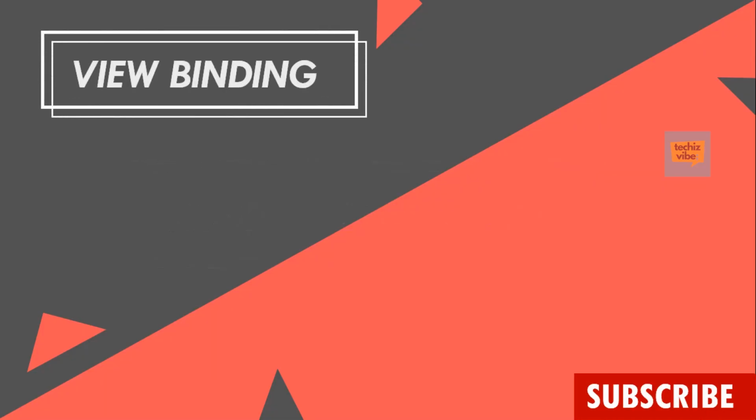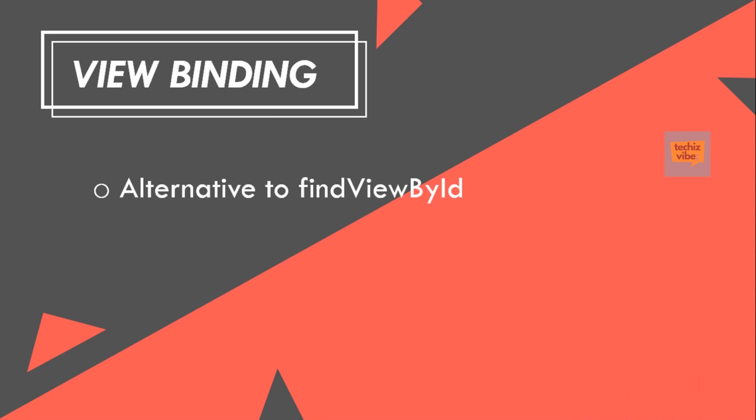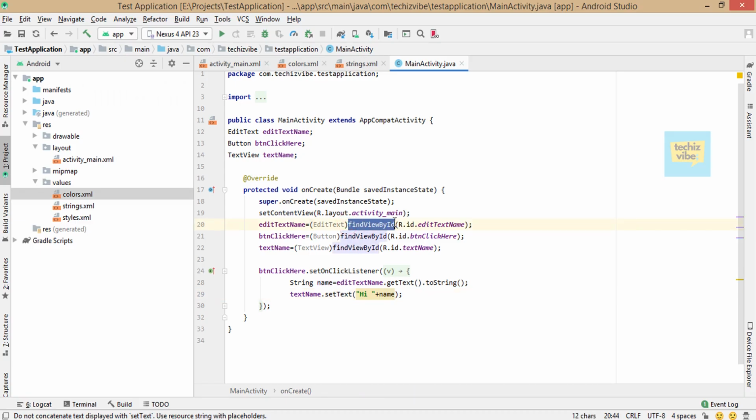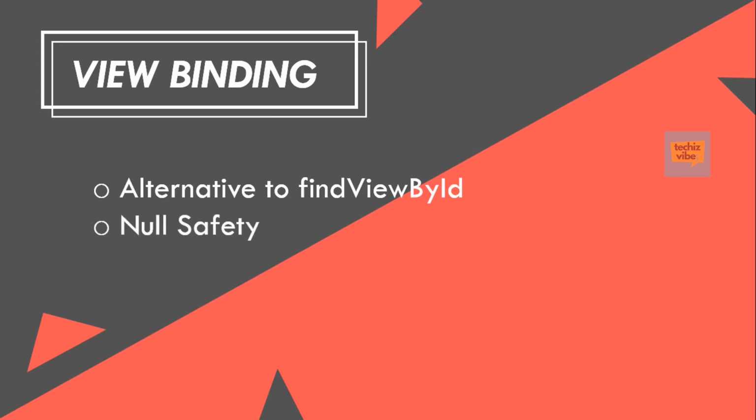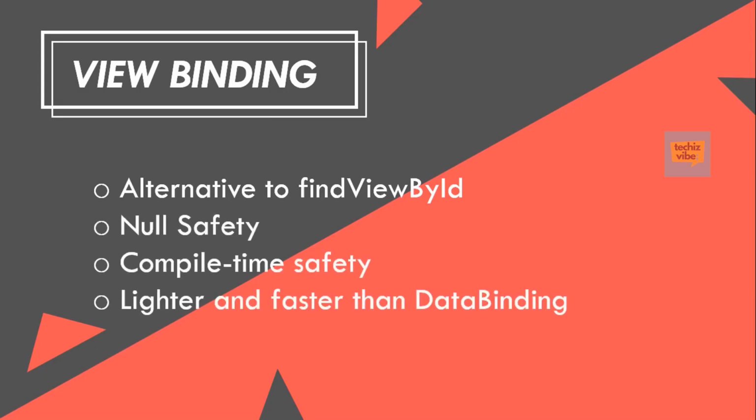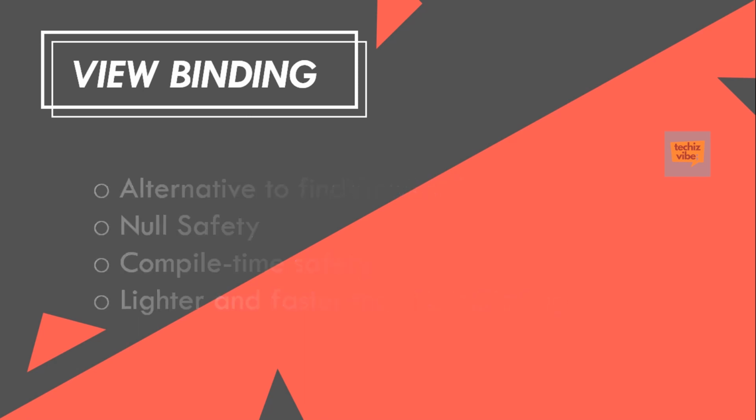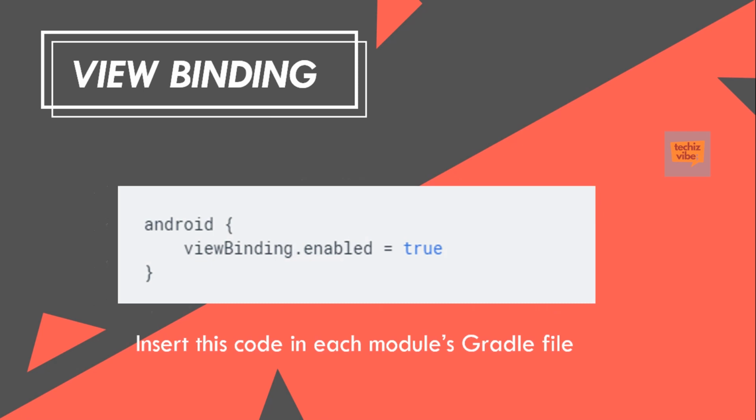View Binding. If you need to replace Find View by ID, you can use View Binding, which is lighter and faster than data binding. View Binding allows developers to write code more easily that interacts with views by generating a binding class for each XML layout file. It eliminates the risk of null pointer exceptions. It ensures compile time safety as well. If you need to use view binding in your code, include this code in each module's Gradle file.